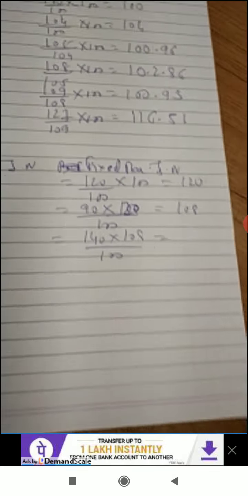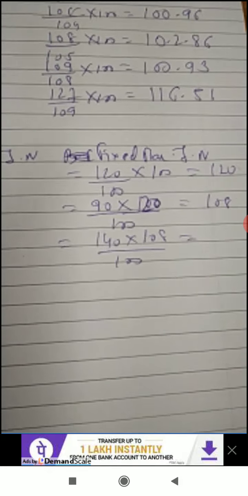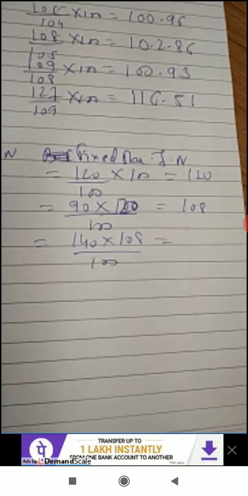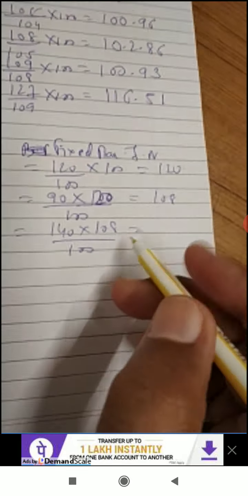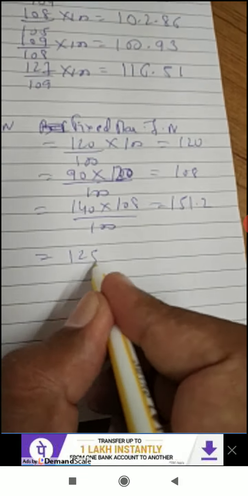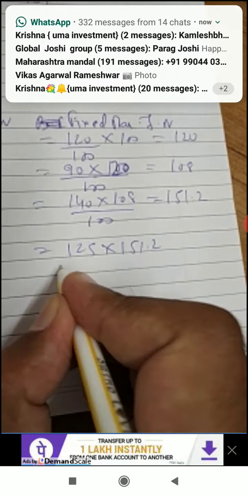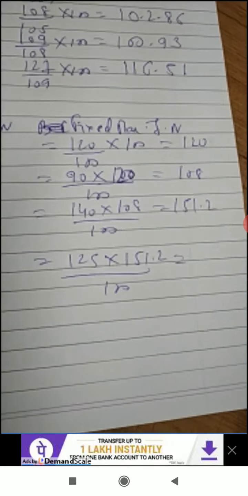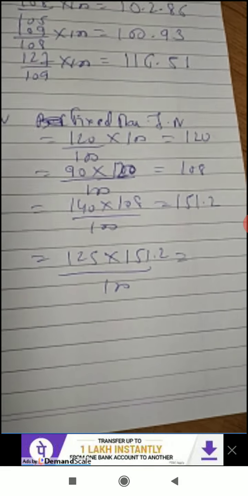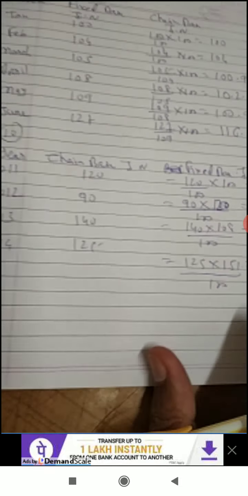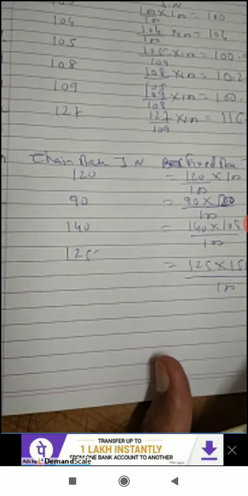so here next one, 140 multiplied by 108 divided by 100. Value is 151.2. Next one, 125 multiplied by 151.2 divided by 100. So multiply by 125 divided by 100. Value is 189. Okay. So this is your conversion of change base into fixed base. So your fixed base equals this value.